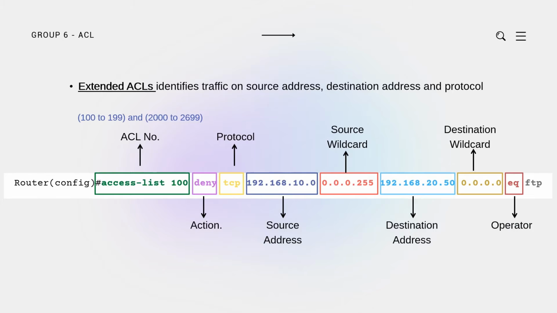The next part is the operator, which is used to match port numbers. EQ means equal to. The last part is the port. Here, we can use the port number itself or the keyword for a common port. The example here is FTP, meaning port 21. To summarize this rule, deny all TCP traffic coming from 192.168.10.something with a destination IP address of 192.168.20.50 and a destination port number of 21.